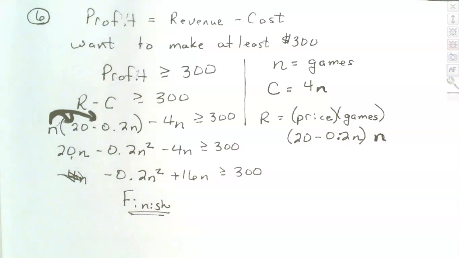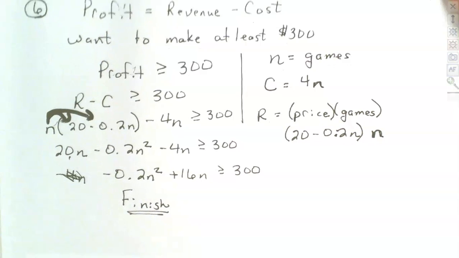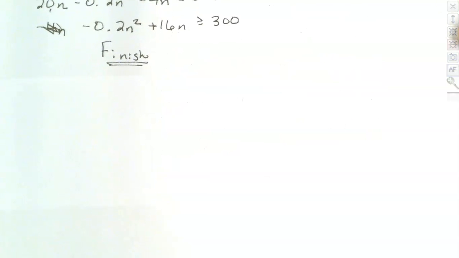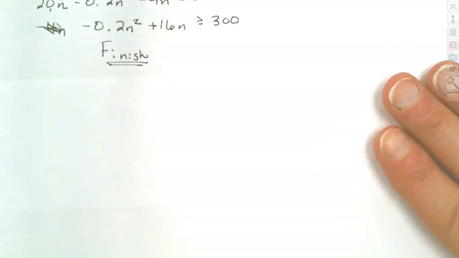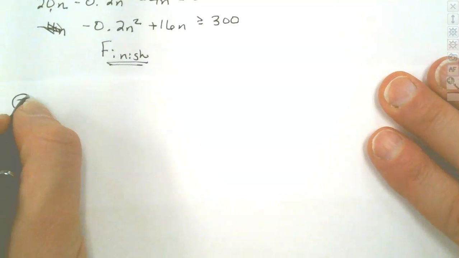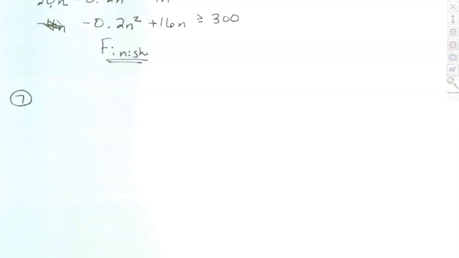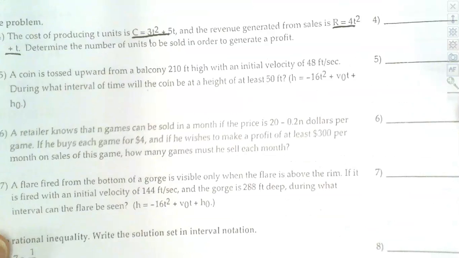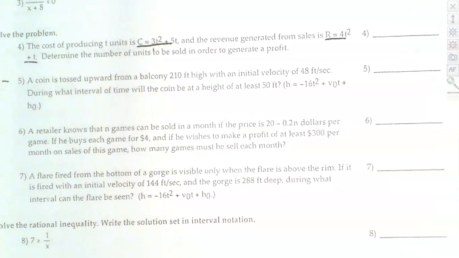Question 7 is the last one that I'm going to set up for you. Again, I'm going to leave 5 for you to do on your own. So we're going to look at 7. And I'm going to draw a diagram on 7 so you can see what it looks like.